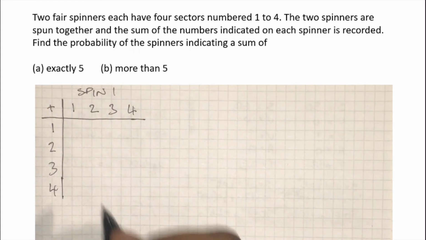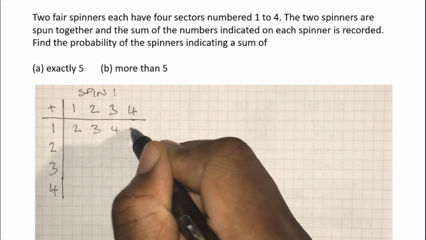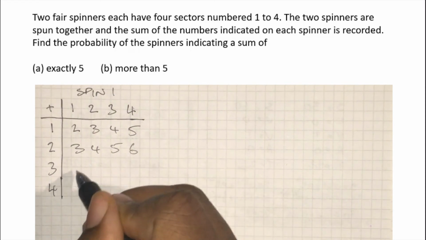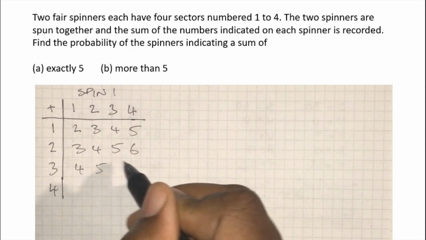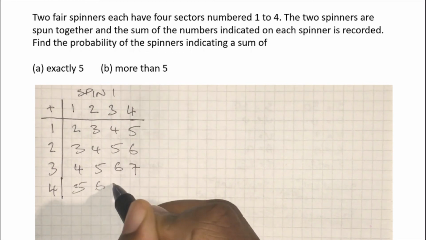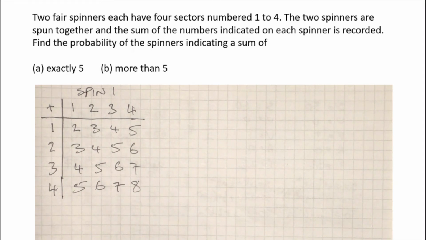Okay, so the experiment here is that 2 spinners are spun together. The event is the sum of the numbers being exactly 5, or the sum of the numbers being more than 5. So those are our 2 events. Now the outcomes are displayed in the sample space diagram as shown, and those are all the possible outcomes.